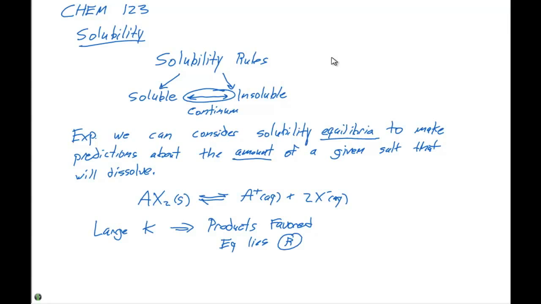If we have a small K, that means that reactants are going to be favored. If the reactants are favored, the equilibrium is going to lie to the left. If we have reactants favored and a very, very small K, that means we're going to have more solid. So our particular salt is going to be more insoluble, or less soluble. Okay? So make sure you think about the magnitude of your equilibrium constant K when you're looking at these particular salts dissolving.